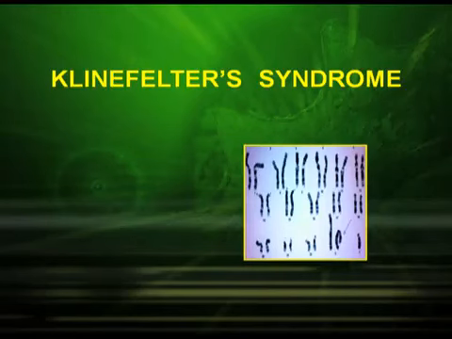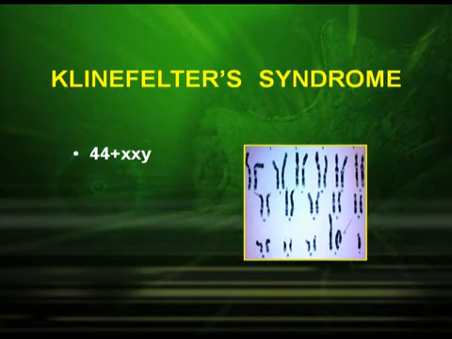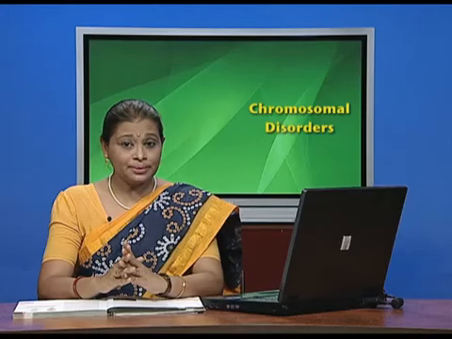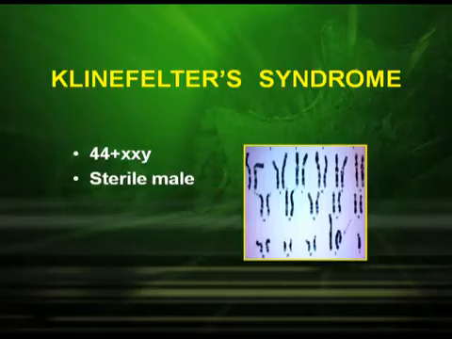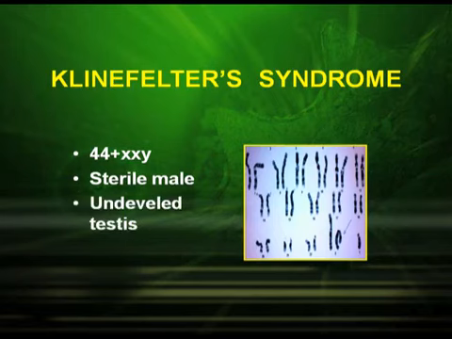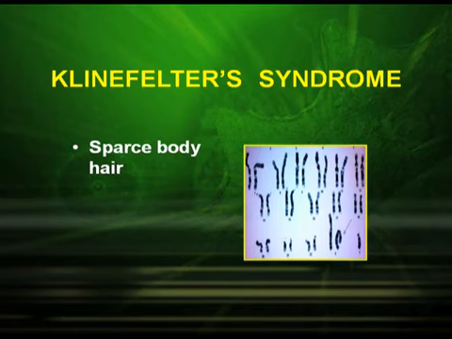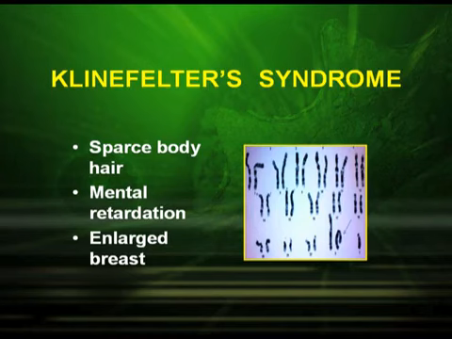Another important chromosomal disorder is Klinefelter syndrome, which generally appears in males. Here the genetic makeup is 44 plus XXY, which means one X chromosome is extra. This kind of male is sterile. They have undeveloped testes, long limbs, sparse body hair, mental retardation and enlarged breasts.